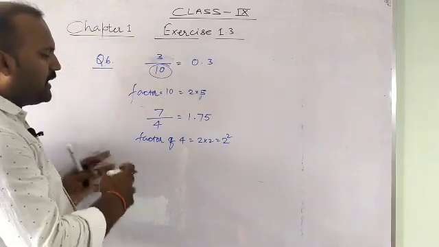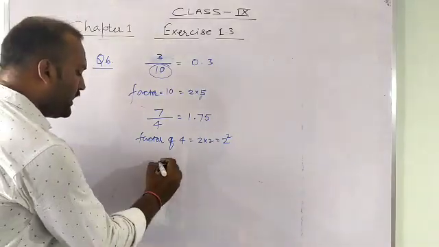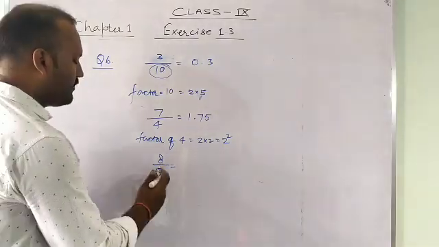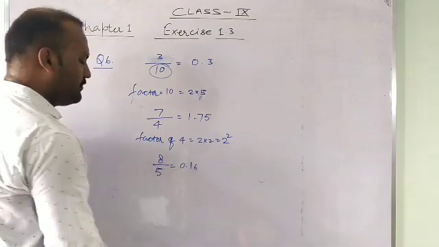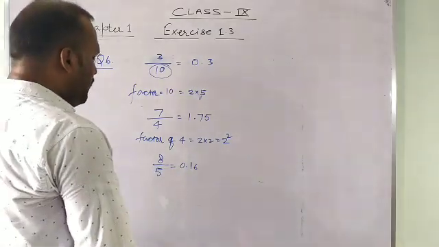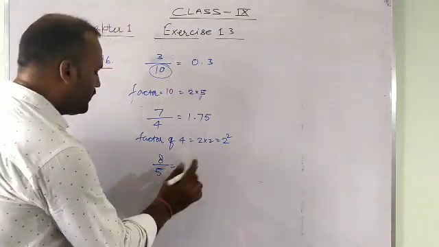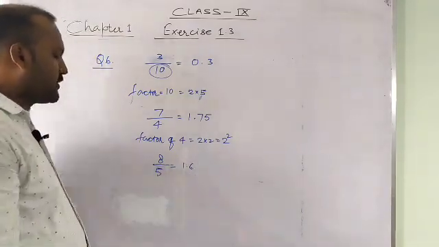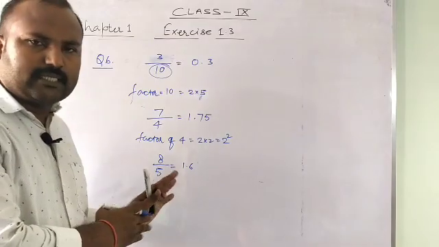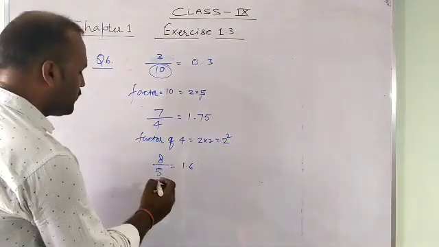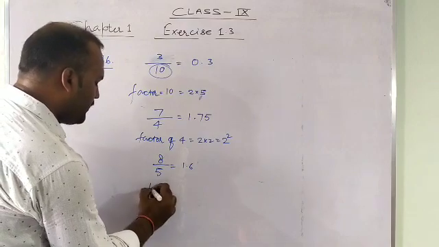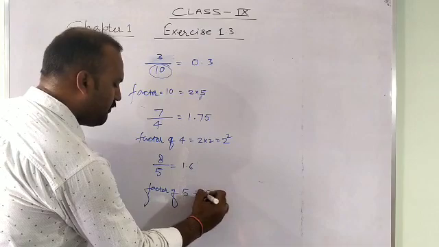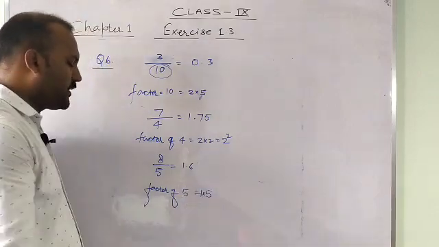Now take another example like 8 upon 5. Now find the decimal expansion of 8 upon 5. Sorry, this will be 5 1 is 5, 5 6 30, so 1.6. This is also a terminating decimal. Now find the factor of 5. This is 5 only, 1 into 5 you can write.